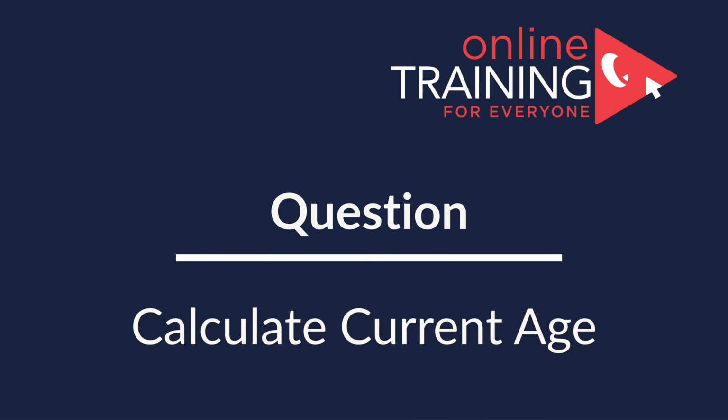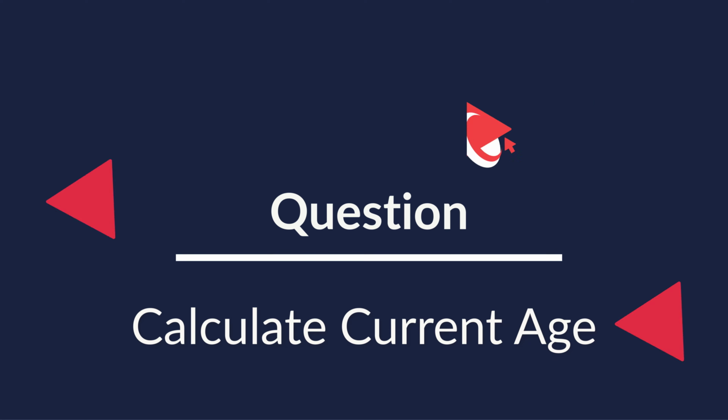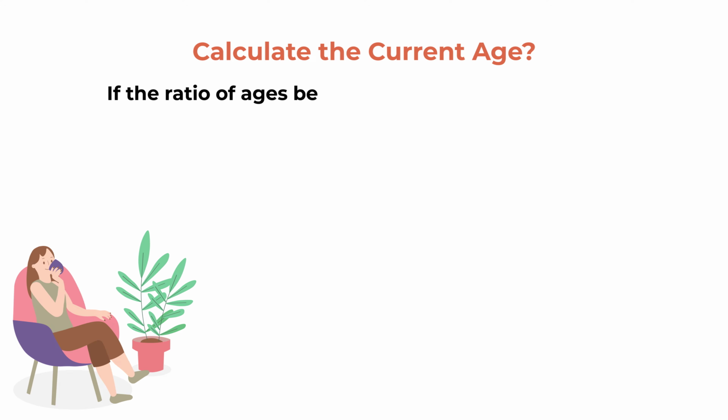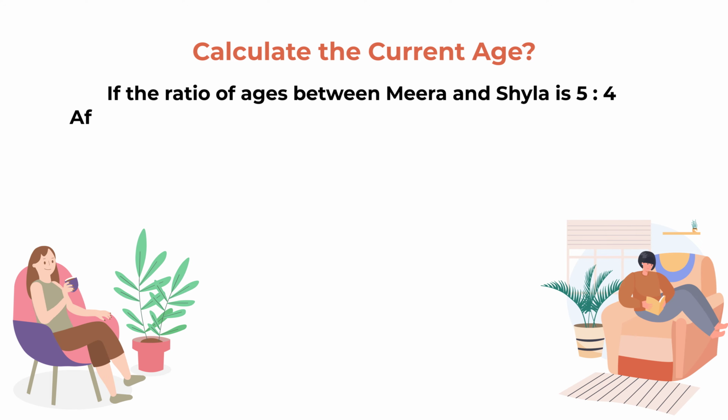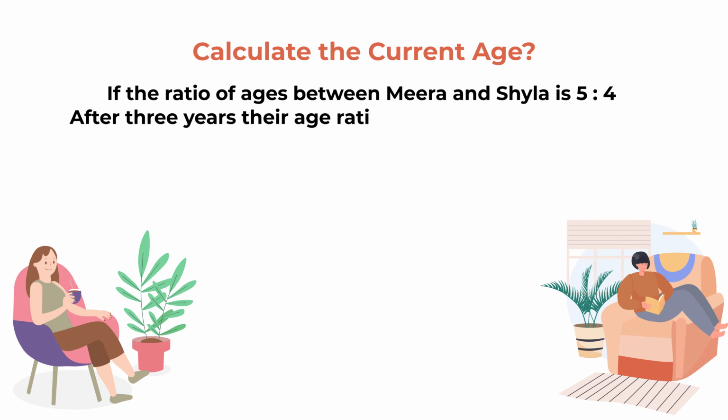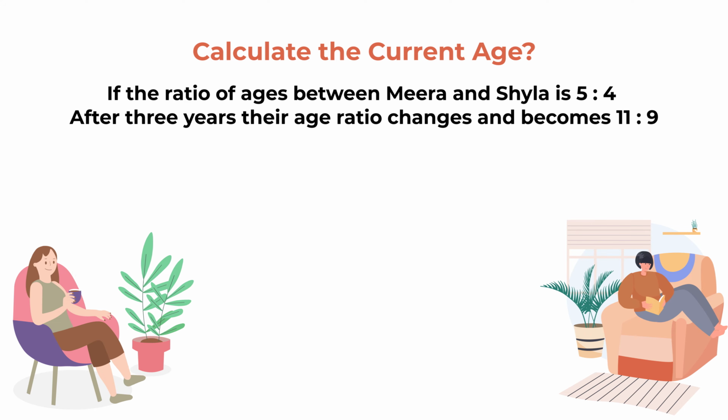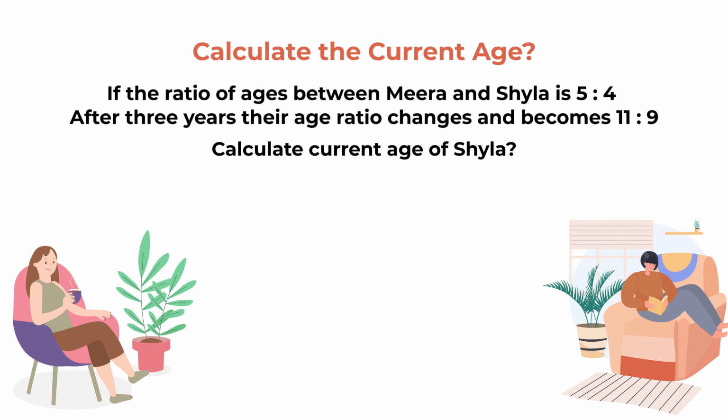Here's the question, which seems easy but has some tricky elements to it. You need to calculate the current age of Shyla. If the ratio of ages between Mira and Shyla is 5:4, after 3 years, their age ratio changes and becomes 11:9. You need to calculate the current age of Shyla, and you have 4 different choices.